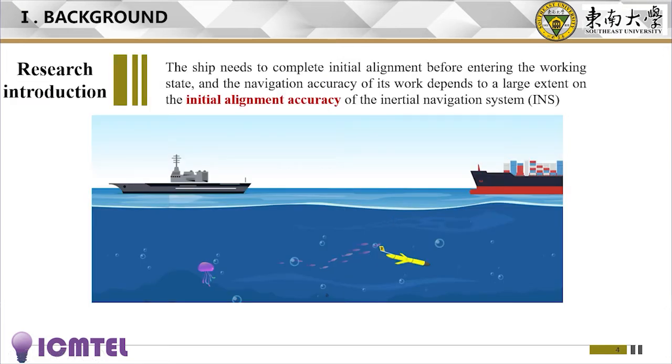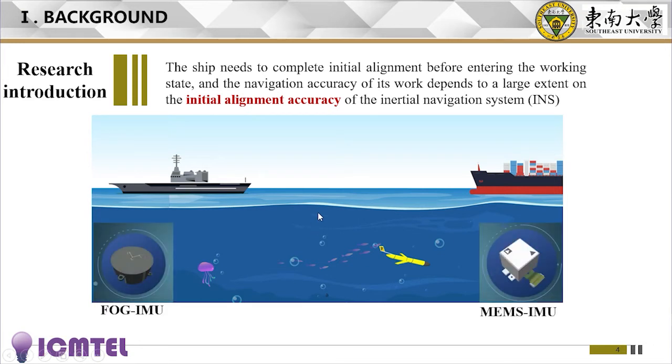First, background. 71% of Earth's surface is covered by the ocean, which has abundant biological and mineral resources. As a water transport tool, ships play a significant role in marine environmental monitoring and military applications. The ship needs to complete initial alignment before entering the working state, and the navigation accuracy of its work depends on the initial alignment accuracy of the inertial alignment system, which consists of fiber optic gyro IMU or MEMS IMU.